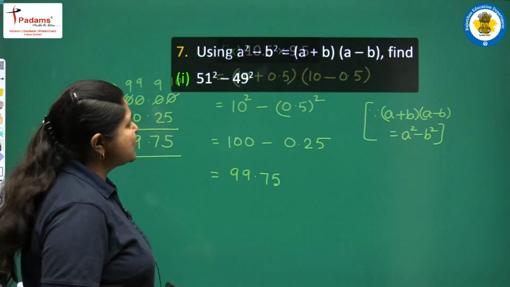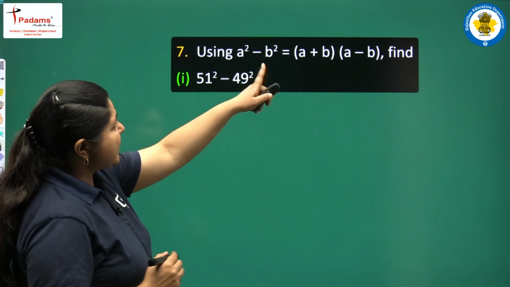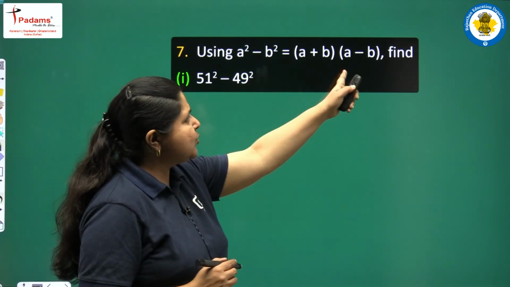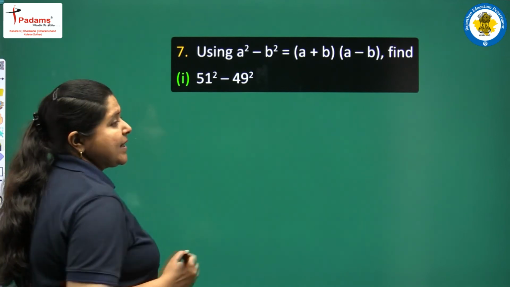Getting it? Next one is using a square minus b square equal to (a plus b) into (a minus b), find 51 square minus 49 square.